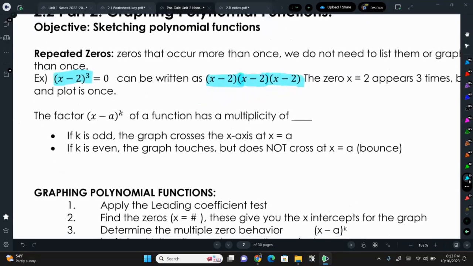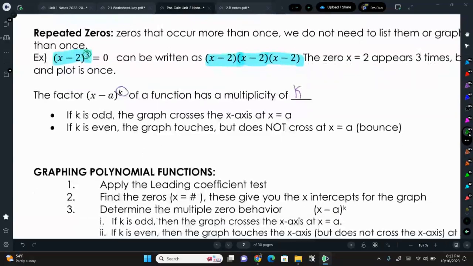Now when we have a repeated zero, we call that a multiplicity. So a factor (x - a)^k would have a multiplicity of k, whatever that exponent is. So it's (x - 2)^3. Because it's a 3, we'd have a multiplicity of 3.